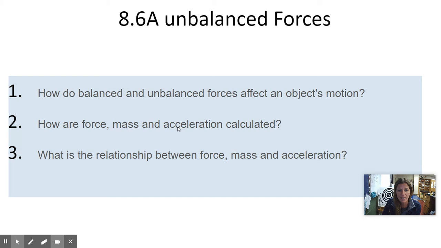How are force, mass, and acceleration calculated? We just went through the formula triangles to calculate force, mass, and acceleration. What is the relationship between force, mass, and acceleration? If we look at that formula, net force equals mass times acceleration, remember the greater the force, the push or pull applied, the greater the acceleration. Also if the mass of the object is large and the force is held constant, your acceleration is going to be small. If forces are held constant and the mass of the object is small, you're going to have a great acceleration.